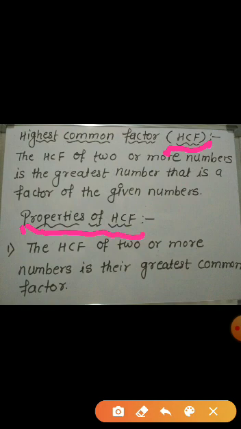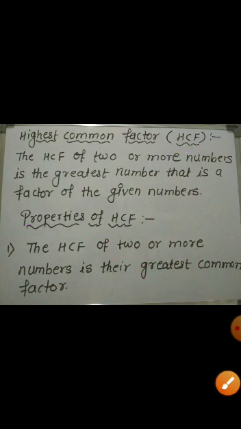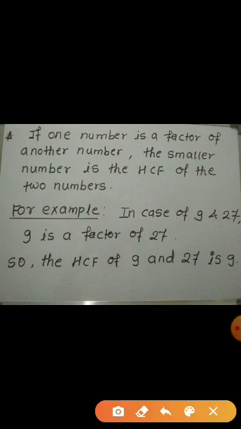The first property of HCF is that the HCF of two or more numbers is their greatest common factor. The second property is if one number is a factor of the other, then the smaller number is the HCF of the two numbers. For example, in case of 9 and 27, 9 is a factor of 27. So the HCF of 9 and 27 is 9 only. So always remember, if one number is a factor of the other, then the smaller number is always the HCF of those numbers.